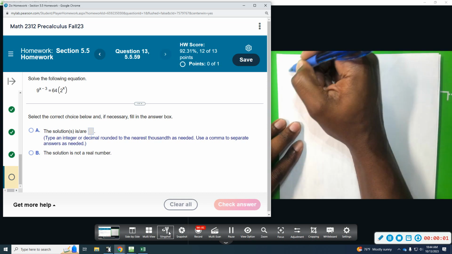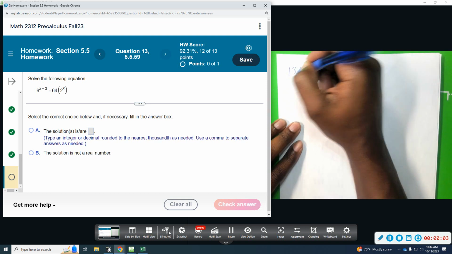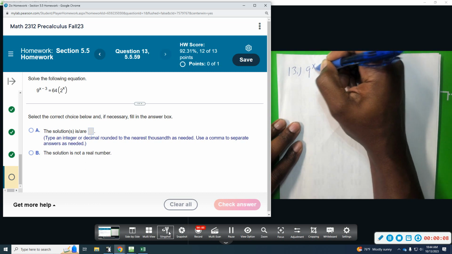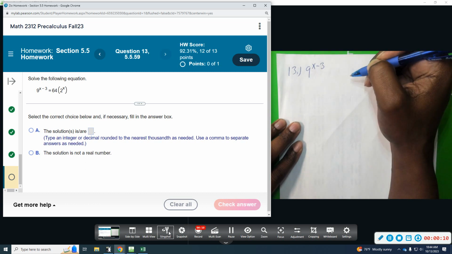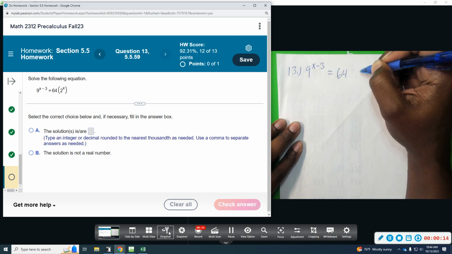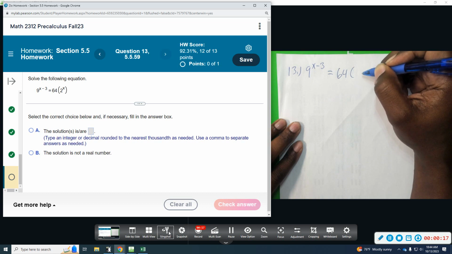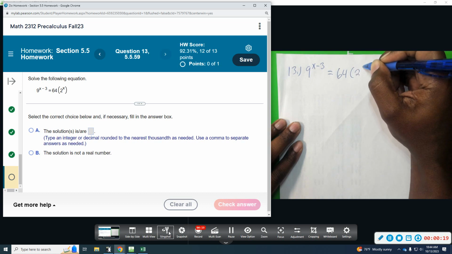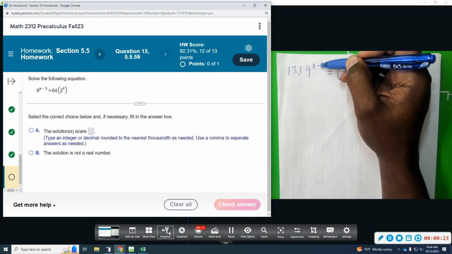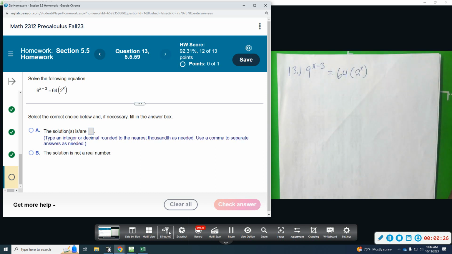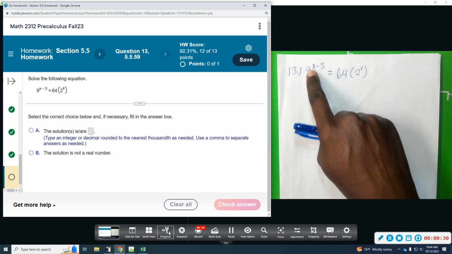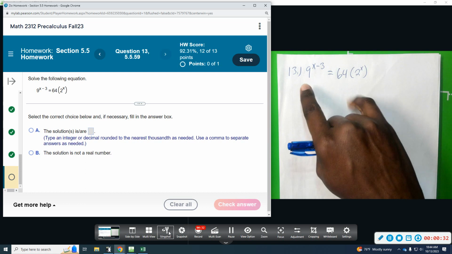Alright, so number 13 will be our last one. We have 9 to the x minus 3 power equals 64 times 2 to the x power. So the problem here is we want to get the x's out of the exponent so I can solve them. I can't really write 64 as a power of 9, and it will break down to 3. So I can't get the same bases.